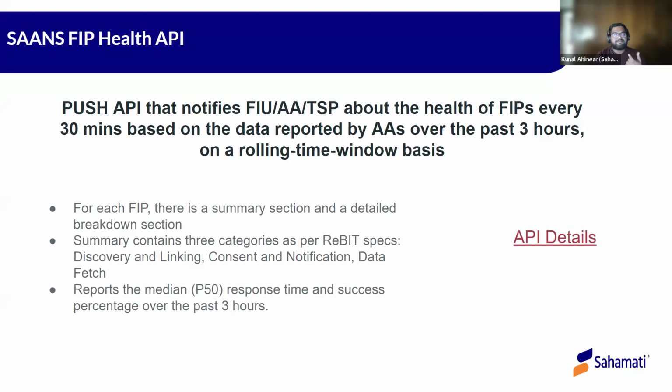This categorizes the FIP performance for each of the steps involved in the AA flow, such as discovery and linking, consent and notification, and data flow. Based on the performance of the FIP in these three categories, it marks each as good, bad, or unsure. Good means that all the APIs under a particular category are meeting the agreed SLAs. You can find the SLAs on the Sahamati website as well. Bad means the FIP is not able to meet the SLAs, and unsure means the data is not available for that FIP during the past 3 hour window.